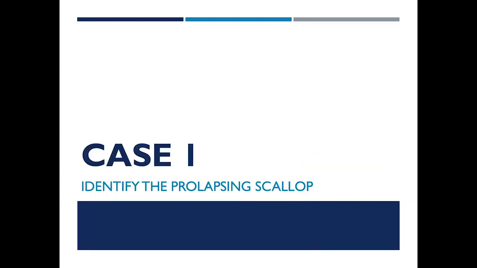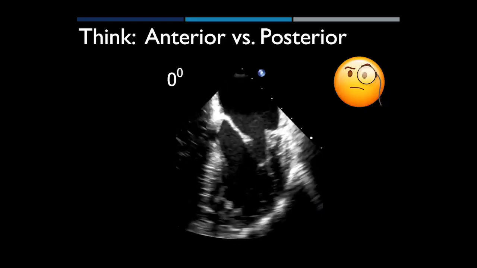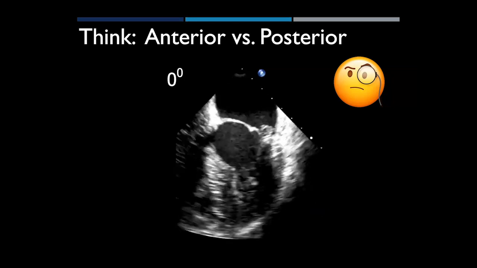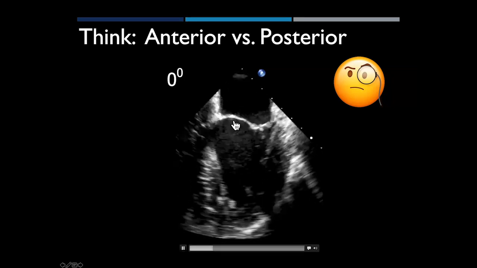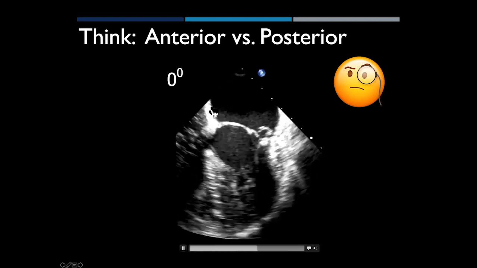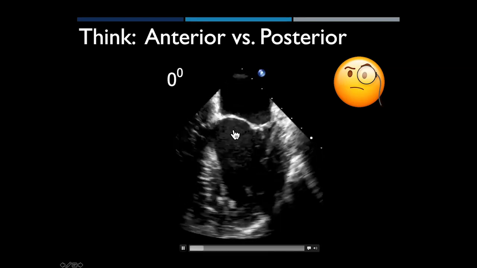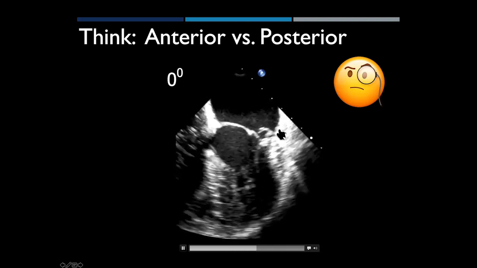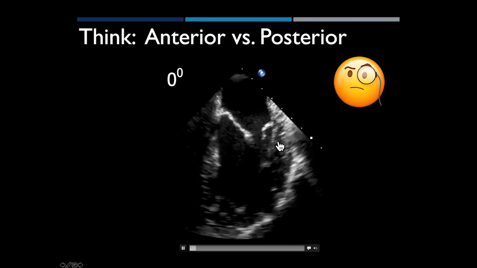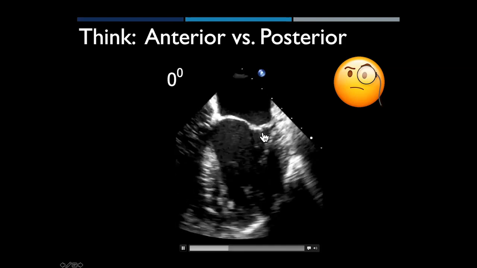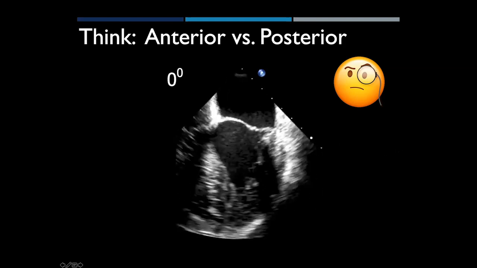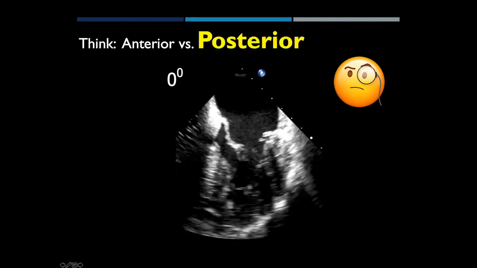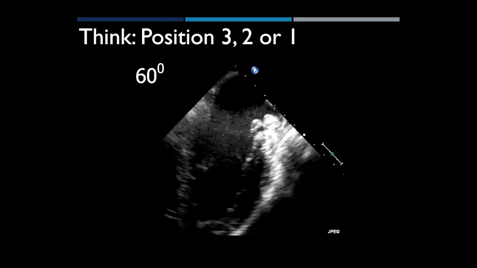So case number 1, identify the prolapsing scallop. So here you can see a mid-esophageal four-chamber view, and you can tell that there is pathology here. This leaflet is actually close to the aorta. As you remember, the aortic valve is actually over here. So this is the anterior leaflet. So the pathology must be in the posterior leaflet. You get the sense that there's prolapse happening in the posterior leaflet here. So the pathology is posterior, as you can see here.